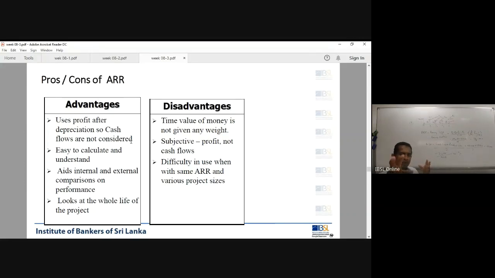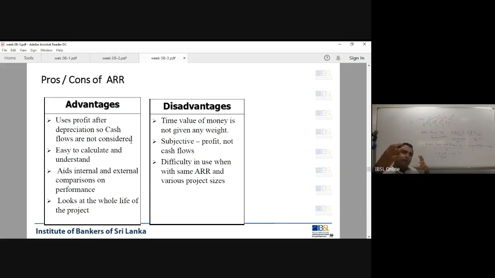We use profitability, not the cash flows. It is used for internal and external purpose, controlling purpose, performance and controlling purpose. Disadvantages are, again, we don't consider time value of money. We consider rupee today and tomorrow will have the same purchasing power. Rupee today and tomorrow is same on face value. But rupee today and tomorrow will be different on purchasing power.